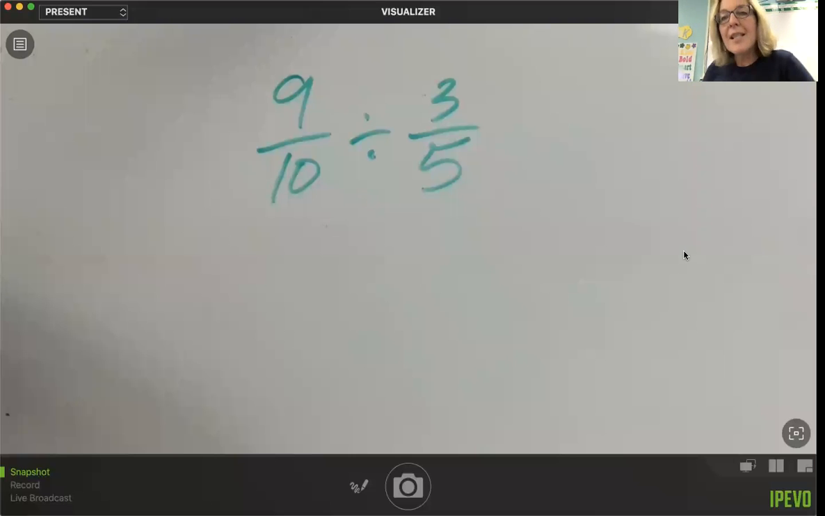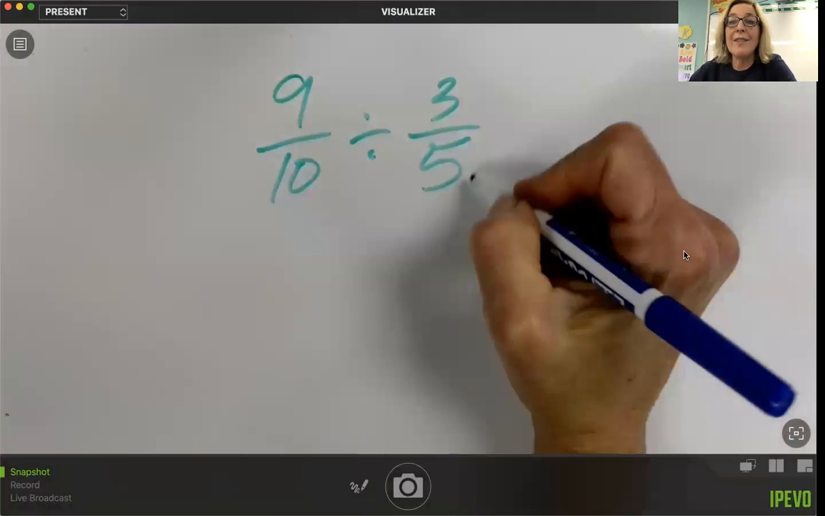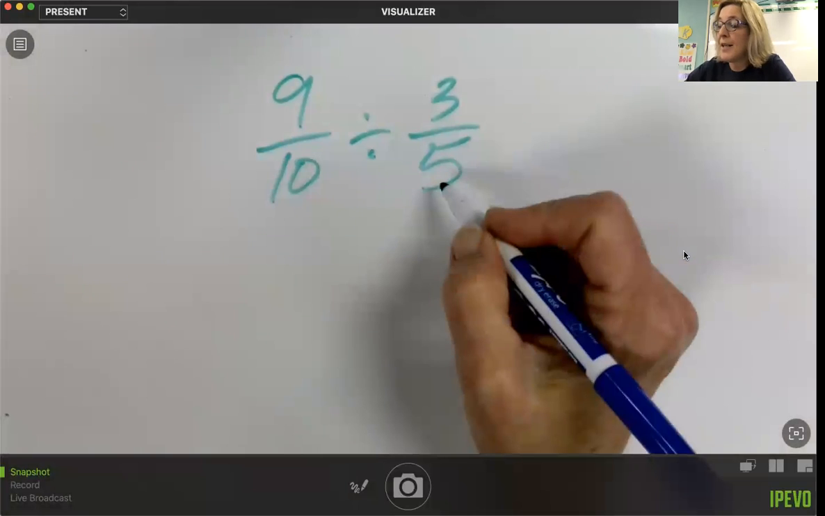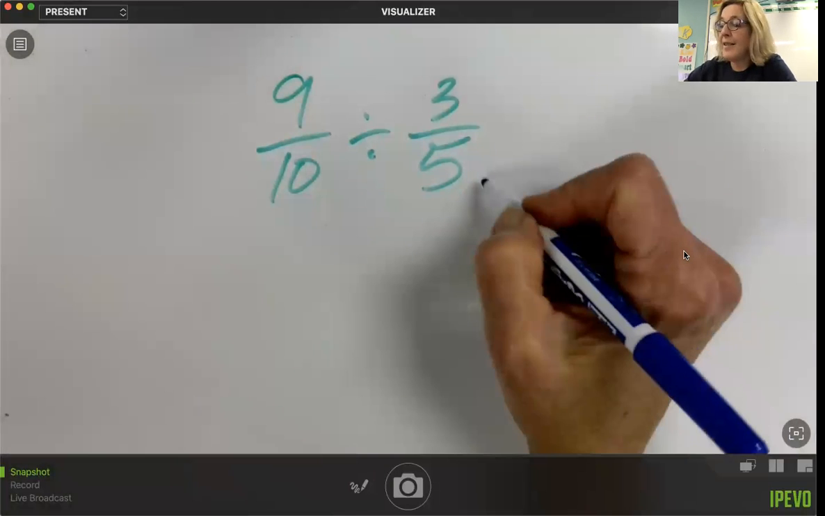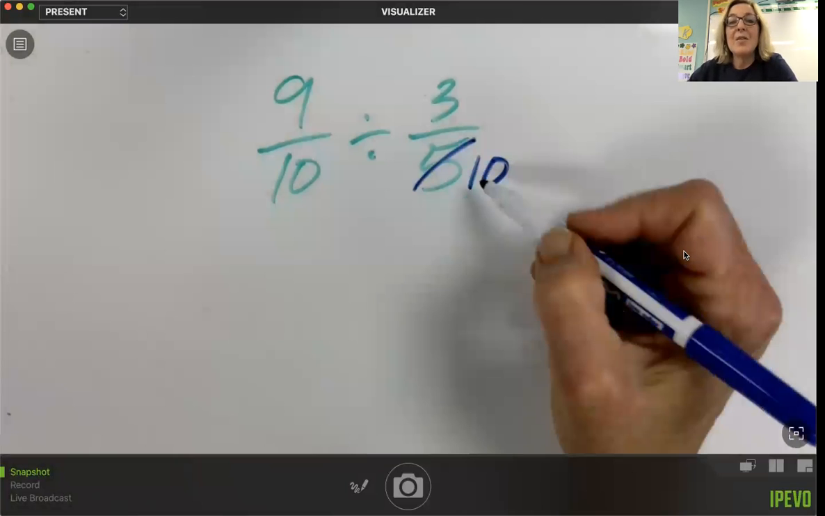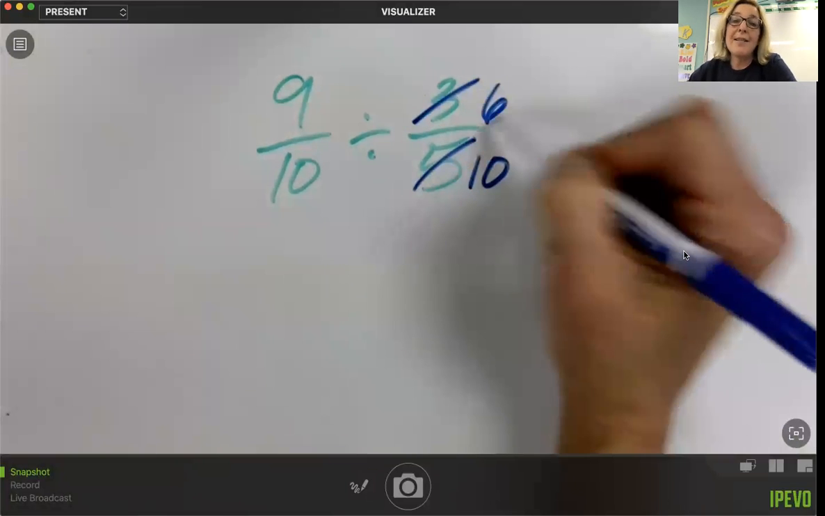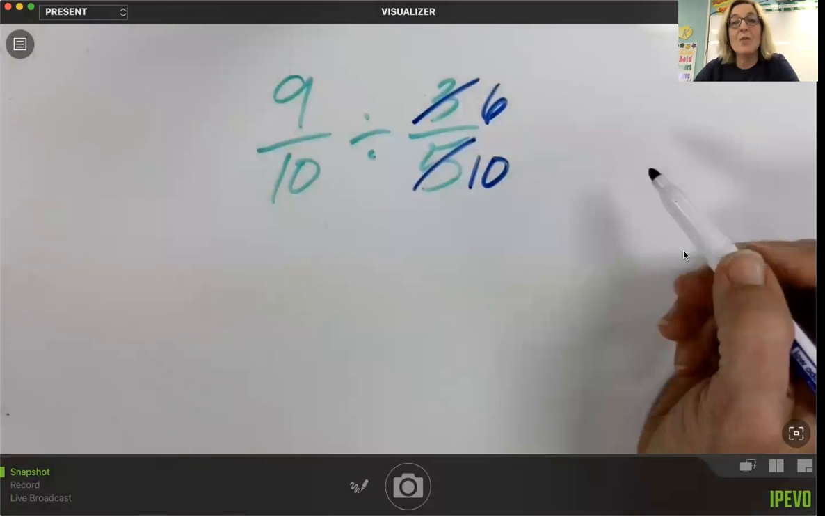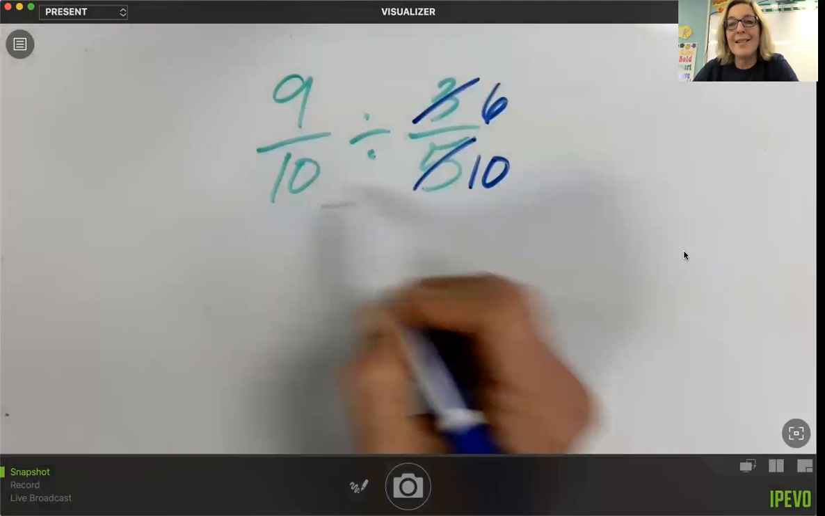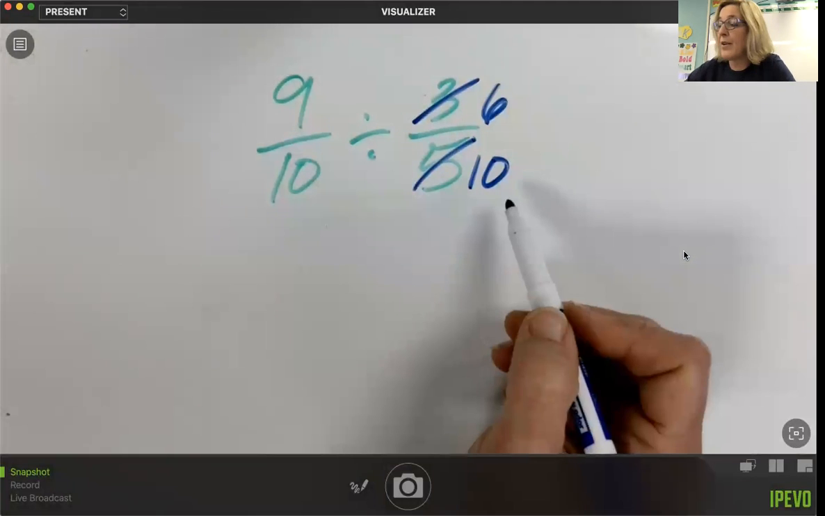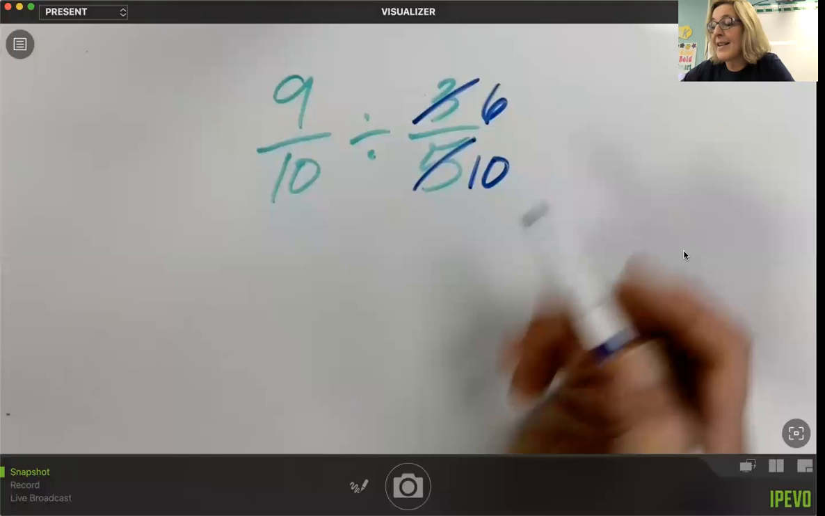So let's do this problem both ways that we just talked about. So first of all, I want to make common denominators. So if we had tenths and fifths, I see that I could make this 3/5 equivalent to tenths by doubling and doubling. So now we have 9/10 divided by 6/10, which I can ignore the denominator now because all we're going to do is divide the numerator. 9 divided by 6 is 9/6.